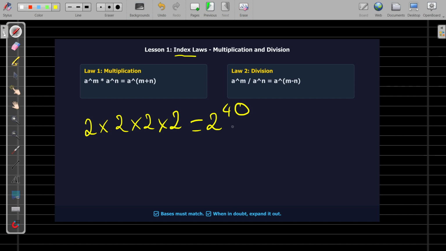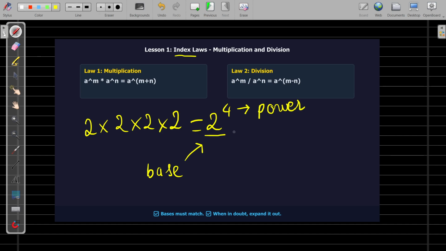So instead of writing all that, we're just going to write a big 2 with a little 4 at the top right, something like this. This big 2 right here is what we call a base. The little 4 is called the index or the power. There you go.